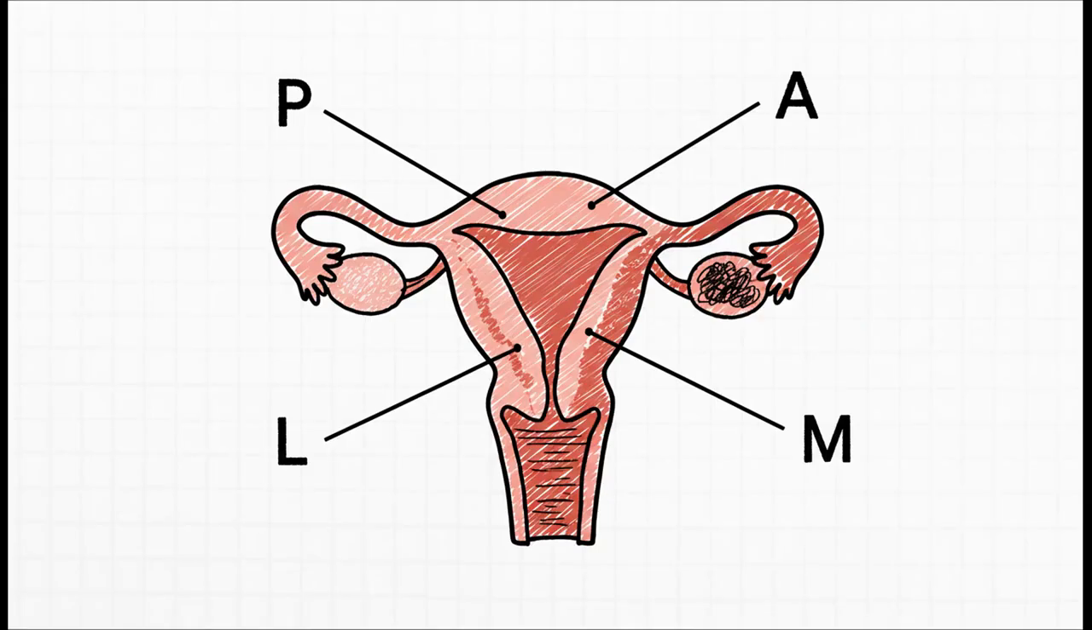So let's start with the PALM causes, which are all about the physical structure of the uterus itself. P is for polyps. These are little overgrowths of the uterine lining that are fragile and can bleed easily. A is for adenomyosis, which is when that same lining actually invades the muscle of the uterus. This makes the uterus bulky and tender, and it just can't contract effectively, which causes heavy bleeding. L is for leiomyomas. You know them as fibroids.